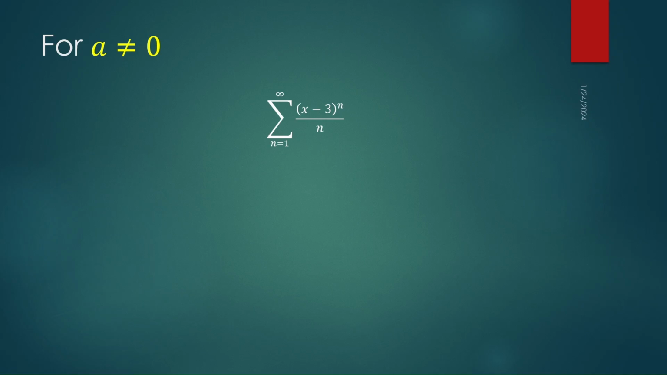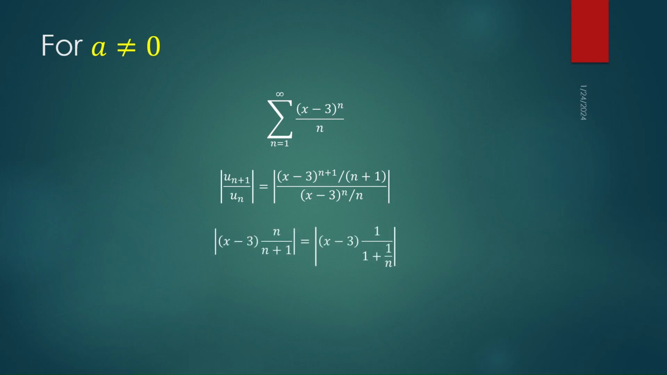The D'Alembert ratio test says we should take u(n+1) by u(n). It would look like this: (x minus 3) to the power n plus 1 by n plus 1 in the numerator, and the denominator will be (x minus 3) to the power n by n. If we simplify this, it will be (x minus 3) into n by n plus 1. Now if we divide it by n, we will have (x minus 3) into 1 by 1 plus 1 by n.